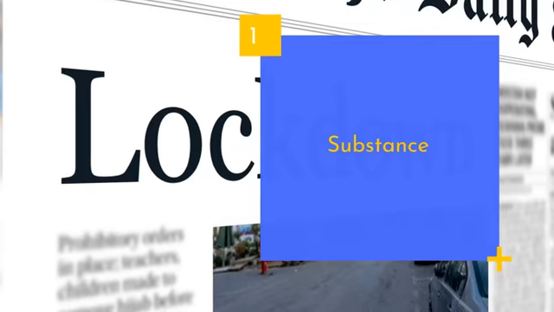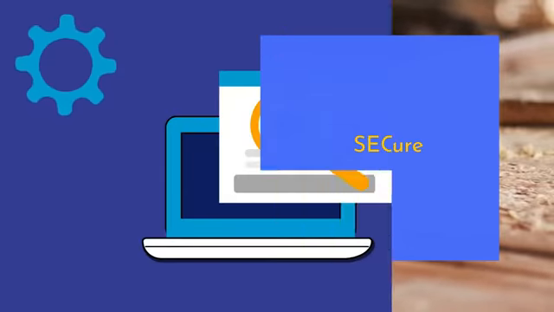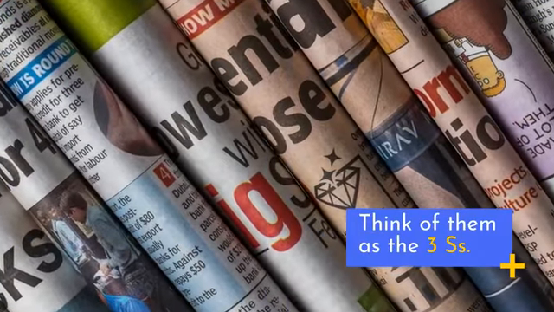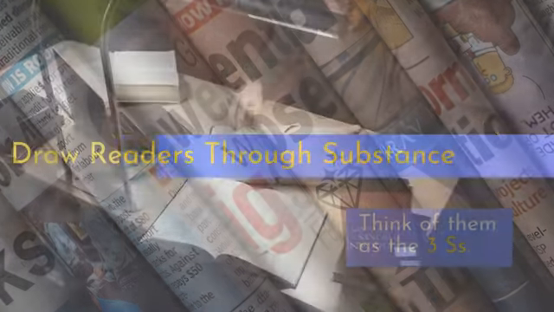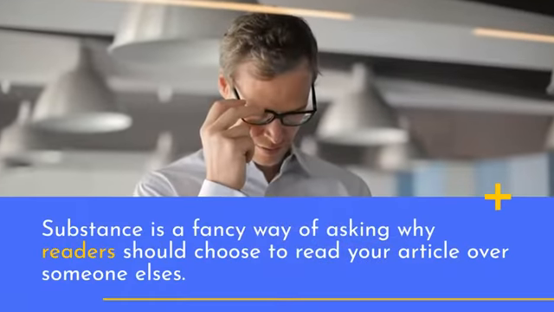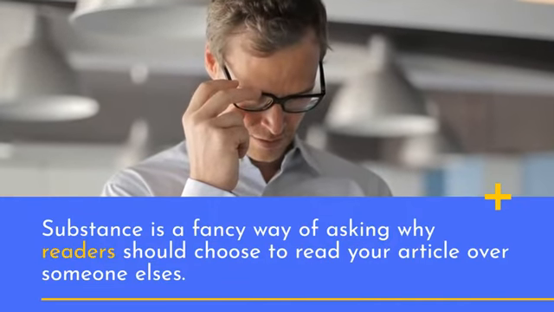Substance, structure, SEO. Think of them as the 3 S's. Draw readers through substance. Substance is a fancy way of asking why readers should choose to read your article over someone else's.